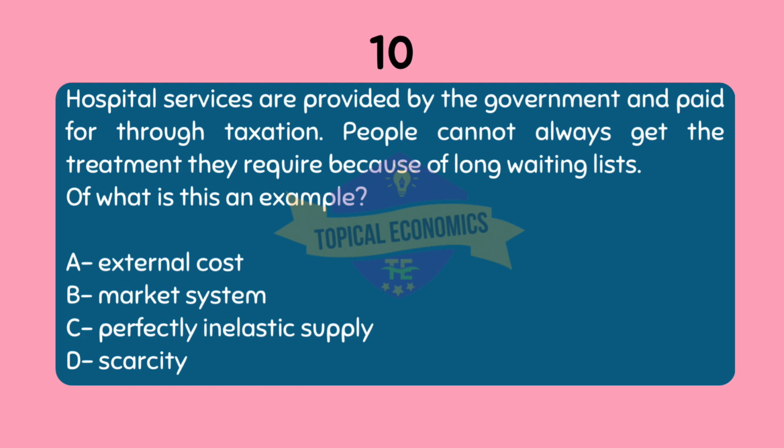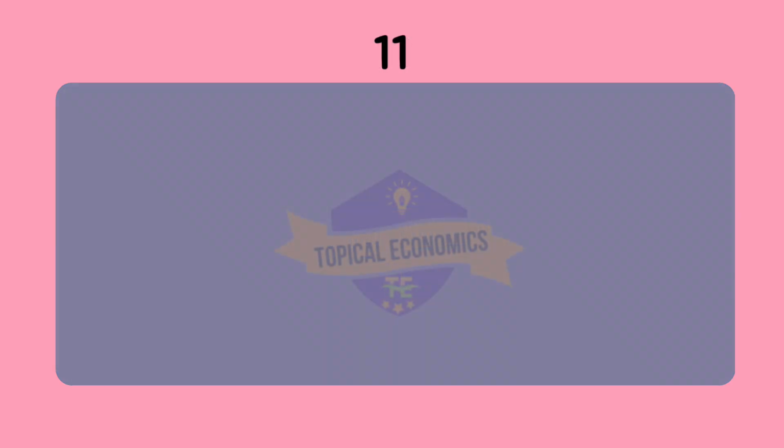Option A, external cost, refers to costs that are incurred by third parties who are not directly involved in a transaction. This does not apply here. Option B, market system, suggests a system where supply and demand determine prices and allocation. This scenario describes a government-provided service, not a market-driven one. And option C, perfectly inelastic supply, indicates a situation where supply does not change with price, which is not the main issue here. The waiting lists reflect the inability to meet demand, not an unchanging supply in response to price changes. Moving to the 11th question.